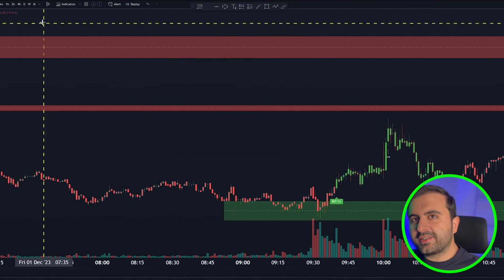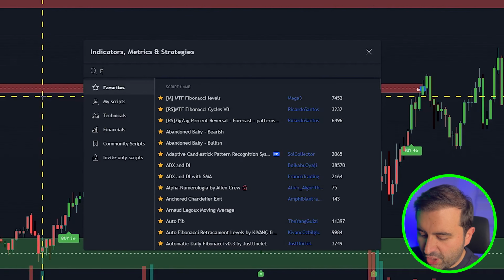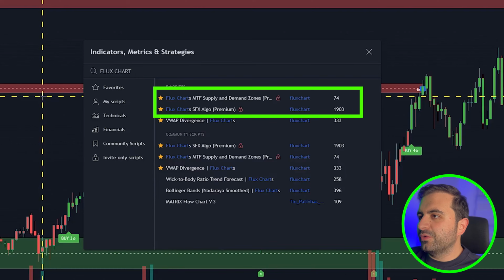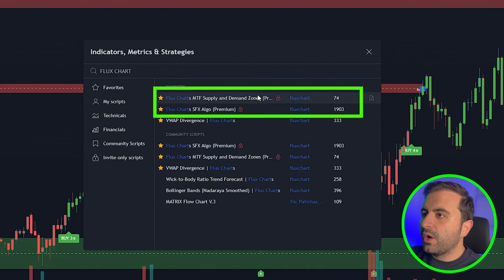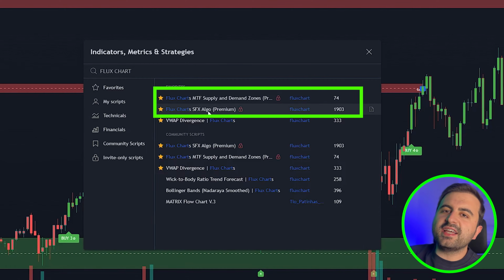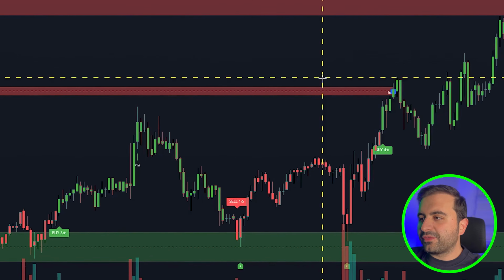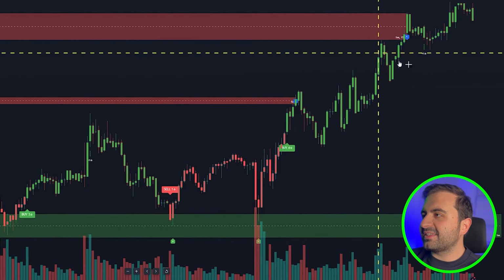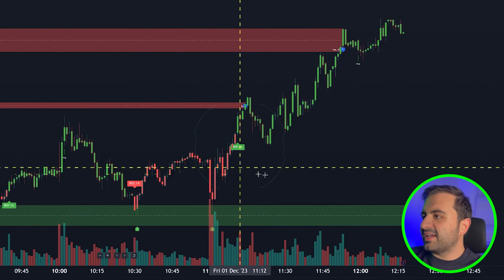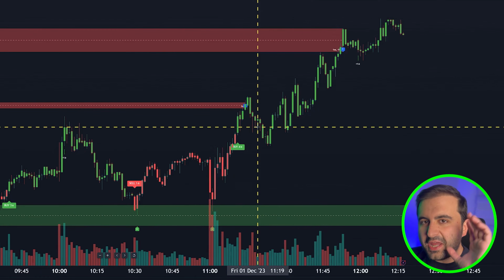To use these indicators, go to the Indicators tab and search for Flux Charts, and you will see these two indicators. One is MTF supply and demand zone, and the other one is SPX algo. Click both of them to add to your chart, and after you add them, you will see the supply and demand zones and signals appear on your chart.